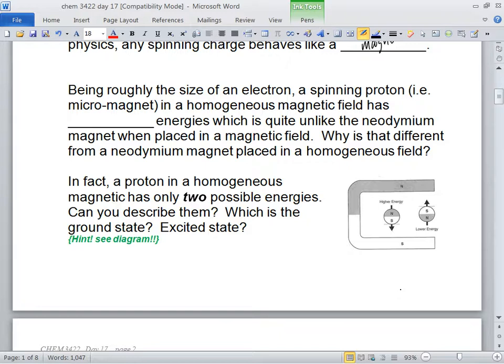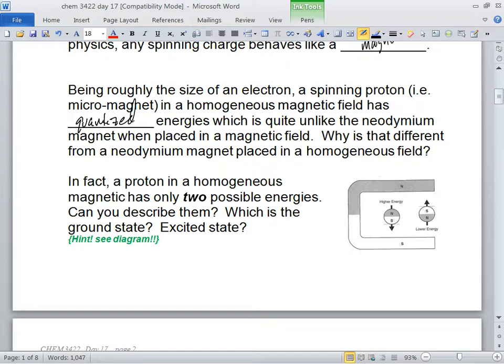In fact, a proton is a homogeneous magnet, has only two possible energies. A higher and a lower energy. Two possible energies. Can you describe them? Yeah, it would make sense. That'd be a good guess. A higher and lower energy. Okay, I agree with that. Would the ground state be the lower energy?